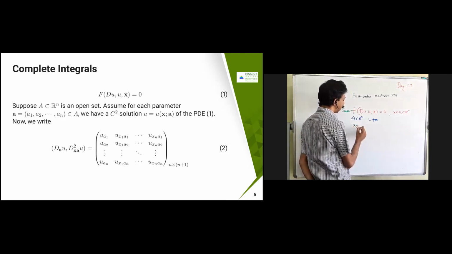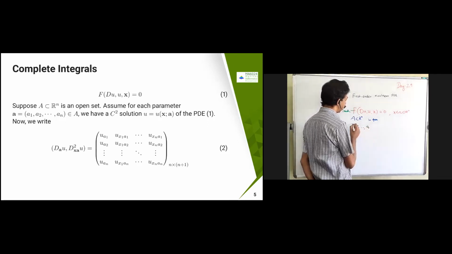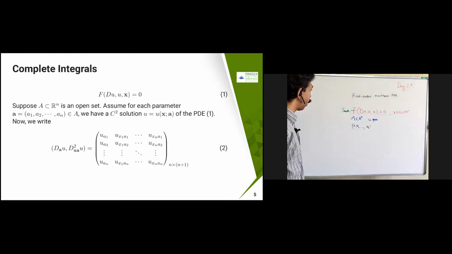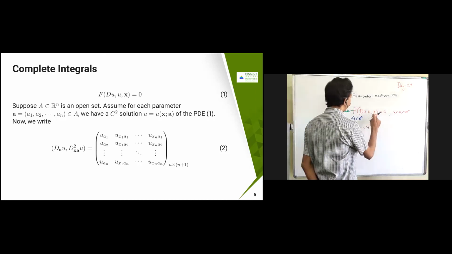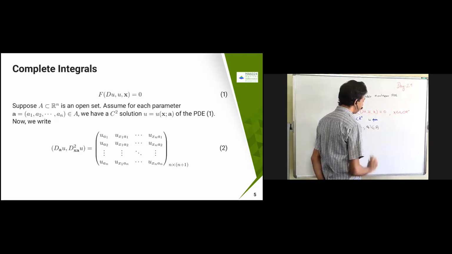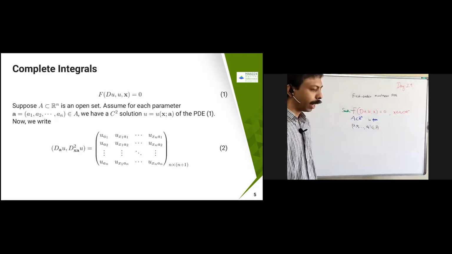I have to find a1, a2, etc. an. Okay, like this I have to find. So A is a subset of R power n. Since n variables are there, I have to find n parameters belonging to A.